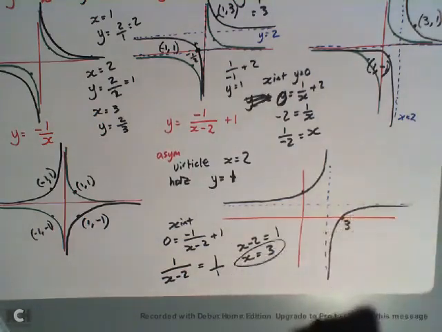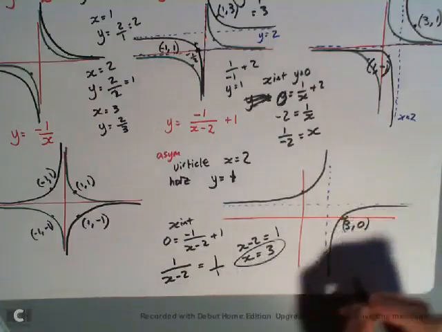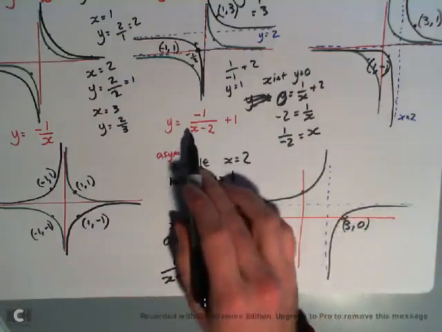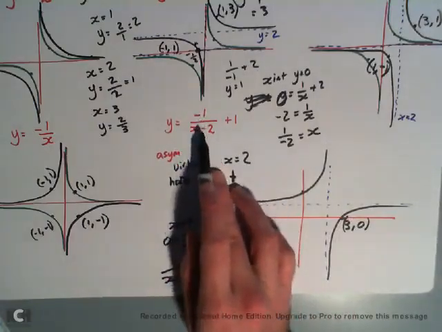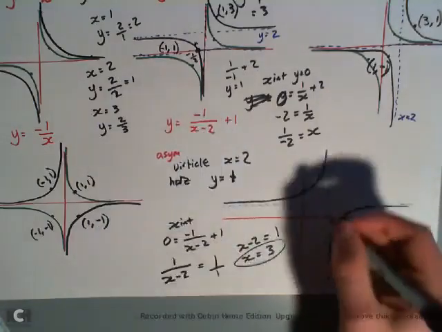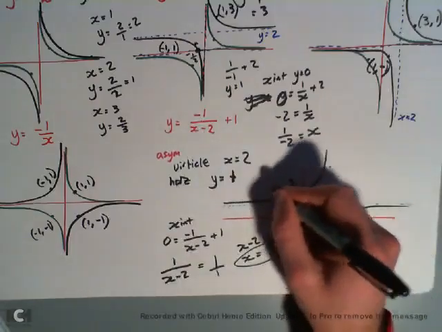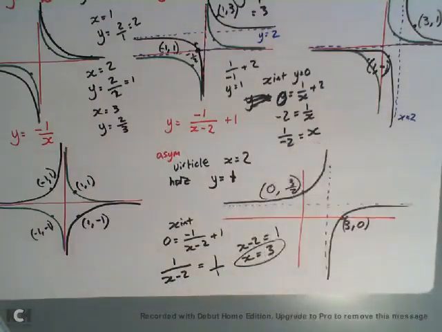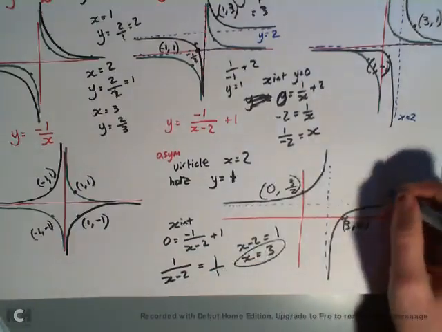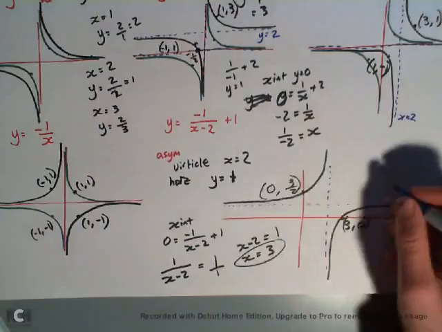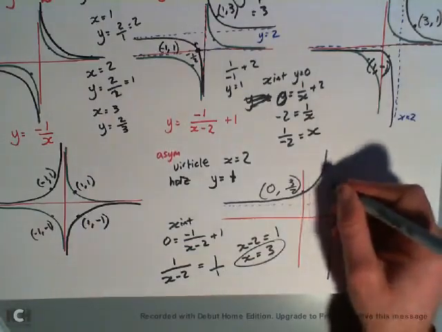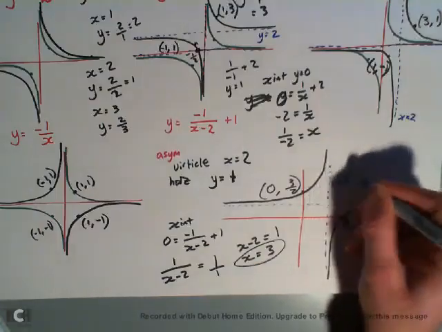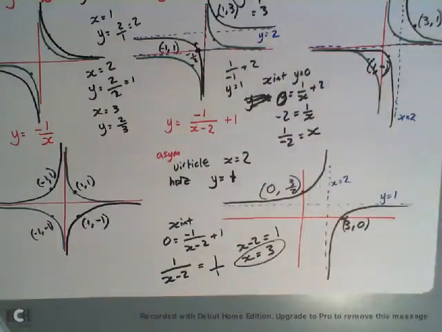So that's 3, 0, and for the y-intercept, let x equal 0, so minus 1 over minus 2, so it's positive a half plus 1, so it'd be 3 over 2. So there's the 2 points. And then just label your x and y asymptotes, so y equals positive 1, x equals positive 2. That's pretty much it.